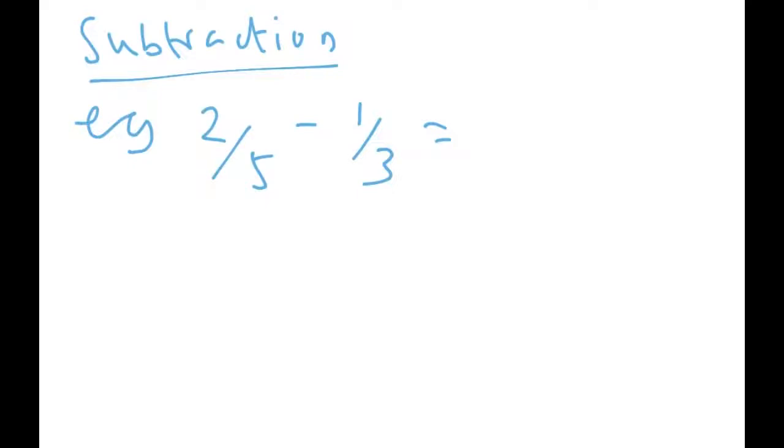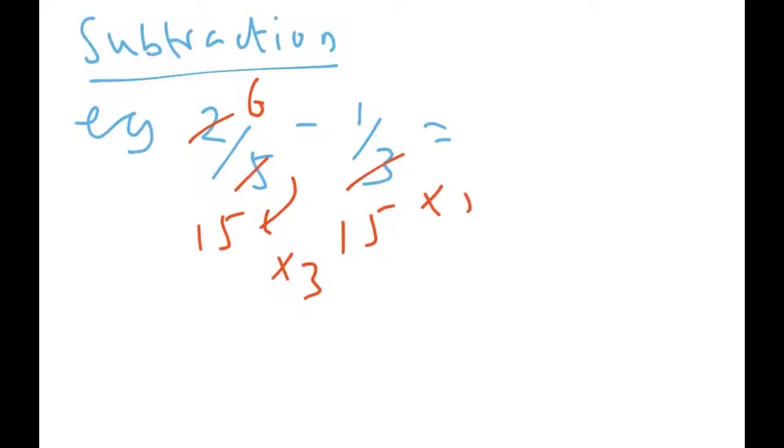Now, here, again, in the denominator, we've got a 5 and a 3. We need a common denominator. So what do 5 and 3 both go into? The smallest number that they both go into is 15. So, how do I get from 5 to 15? I times by 3. So I've got to do the same thing to the top. 3 times 2 is 6. How do I get from the 3 to the 15? I times by 5. So do the same thing to the top. So 1 times 5 is 5. Now in your answer, the common denominator is 15. And in the numerator, you're just going to do the subtraction. So 6 minus 5 is 1. So your answer is 1 over 15.